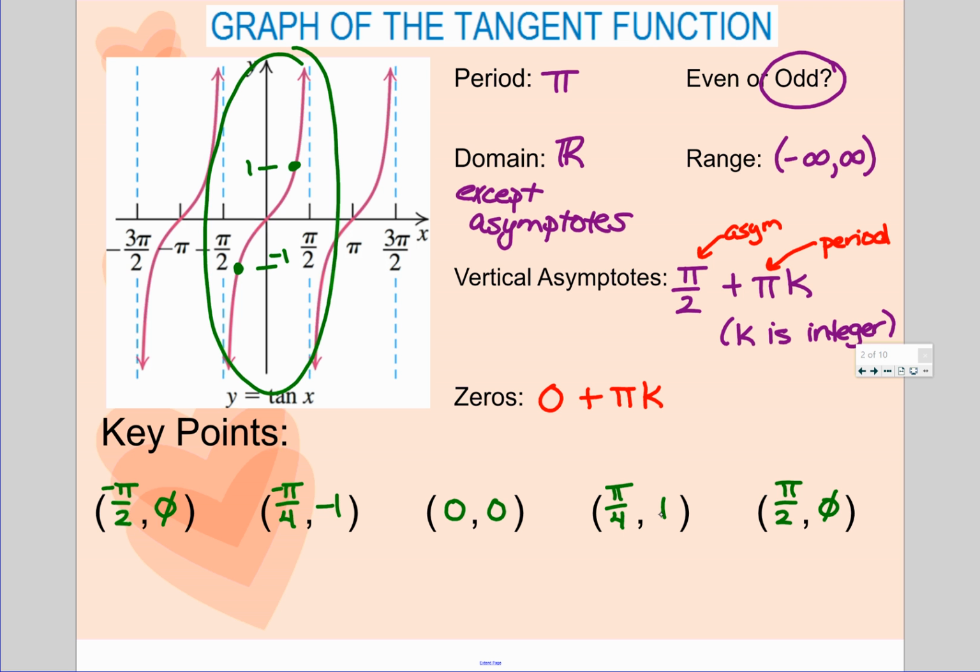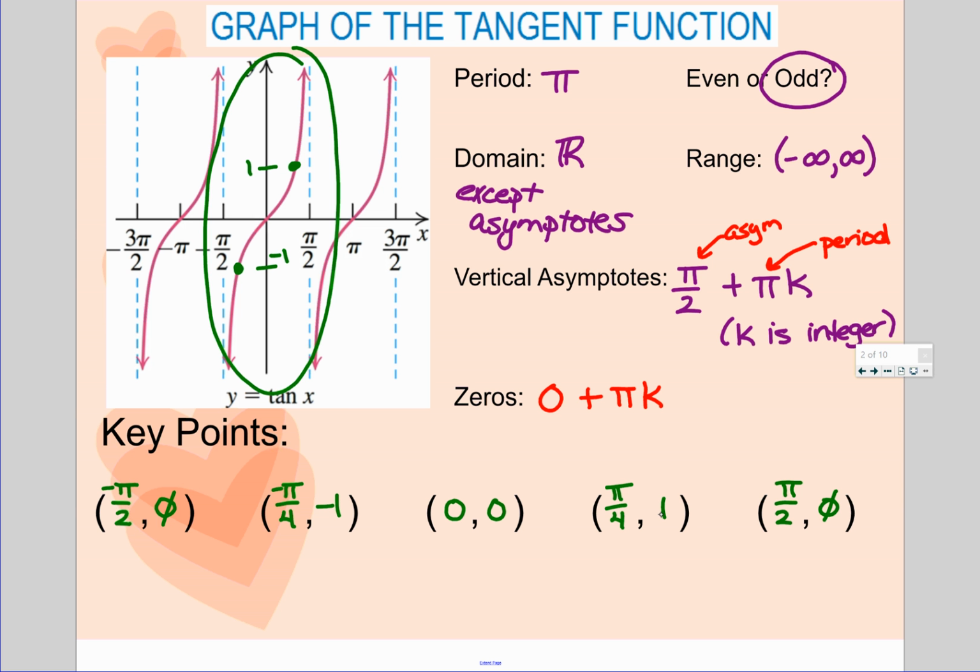You just need to remember for tangent, you're going to start at the bottom. Negative pi over 2, negative 90 degrees, it's undefined. Then at negative pi over 4, it's negative 1. At 0, it's 0. At pi over 4, I'm up to 1. And at pi over 2, it's undefined. So it's the right half of your unit circle that we're using every 45 degrees. We get those. Okay?